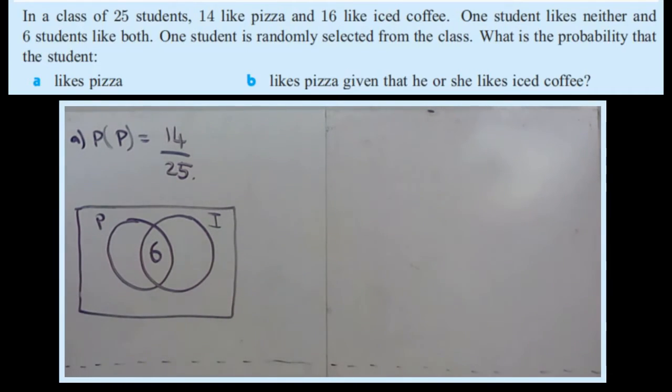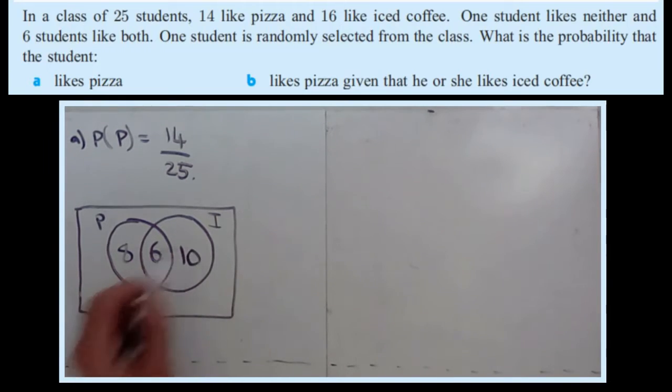Then we work out how many like pizza? 14. So this number plus 6 must be 14. So 8 plus 6 is 14. For iced coffee, 16 like iced coffee, so this plus this must be 16. And 6 plus 10 is 16. And then we've just got our 1 student who likes neither, so outside the circles. Useful check: seeing as we're told that there's 25 students in the class, you're never going to be told both of these pieces of information in practice, but seeing as we have it, might as well use it. 8 plus 6 is 14, plus 10, 24, plus 1, 25, so that's a good sign.